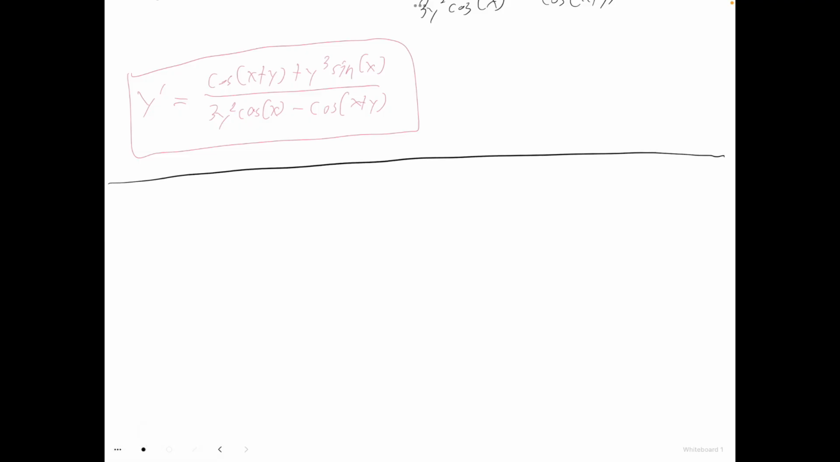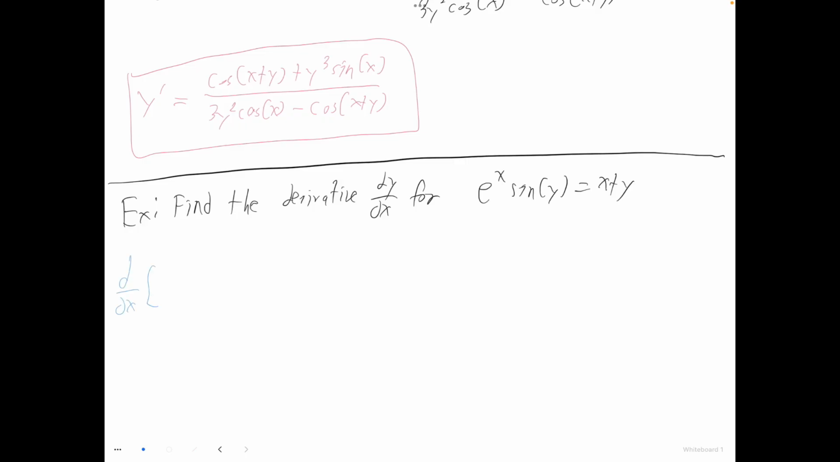So next, we're going to compute the following one. So we want to find the derivative dy over dx for e to the x sine of y equals x plus y. So I want to take the derivative of each side separately. So we have e to the x sine of y. And so then we've also got the derivative of the other side, which is x plus y.